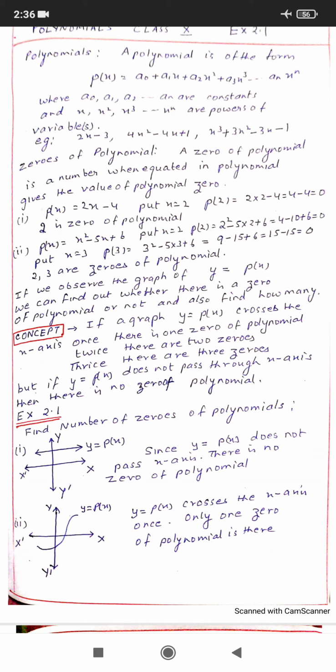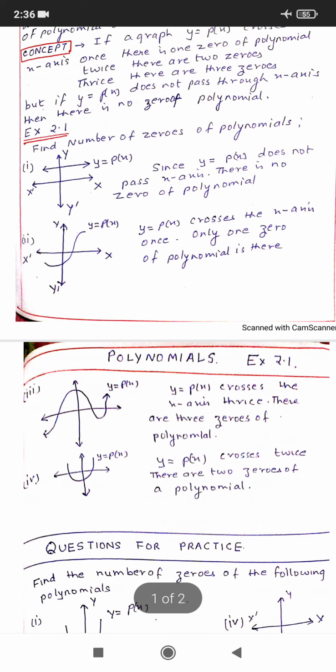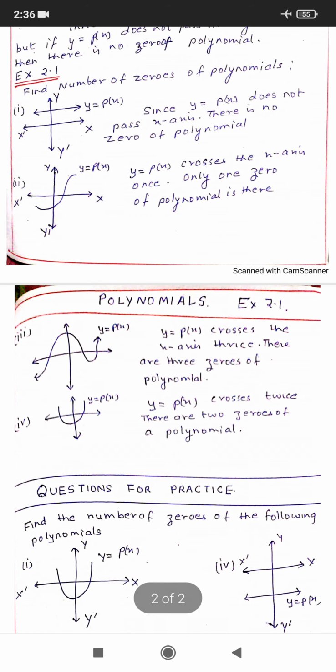polynomial. Now we are doing the first exercise, a few questions, and a few questions I am giving you to do at home, to understand this concept which we are discussing just now. As you can see, exercise 2.1 states, find the number of zeros of the polynomial. This is the first question that we are dealing with.